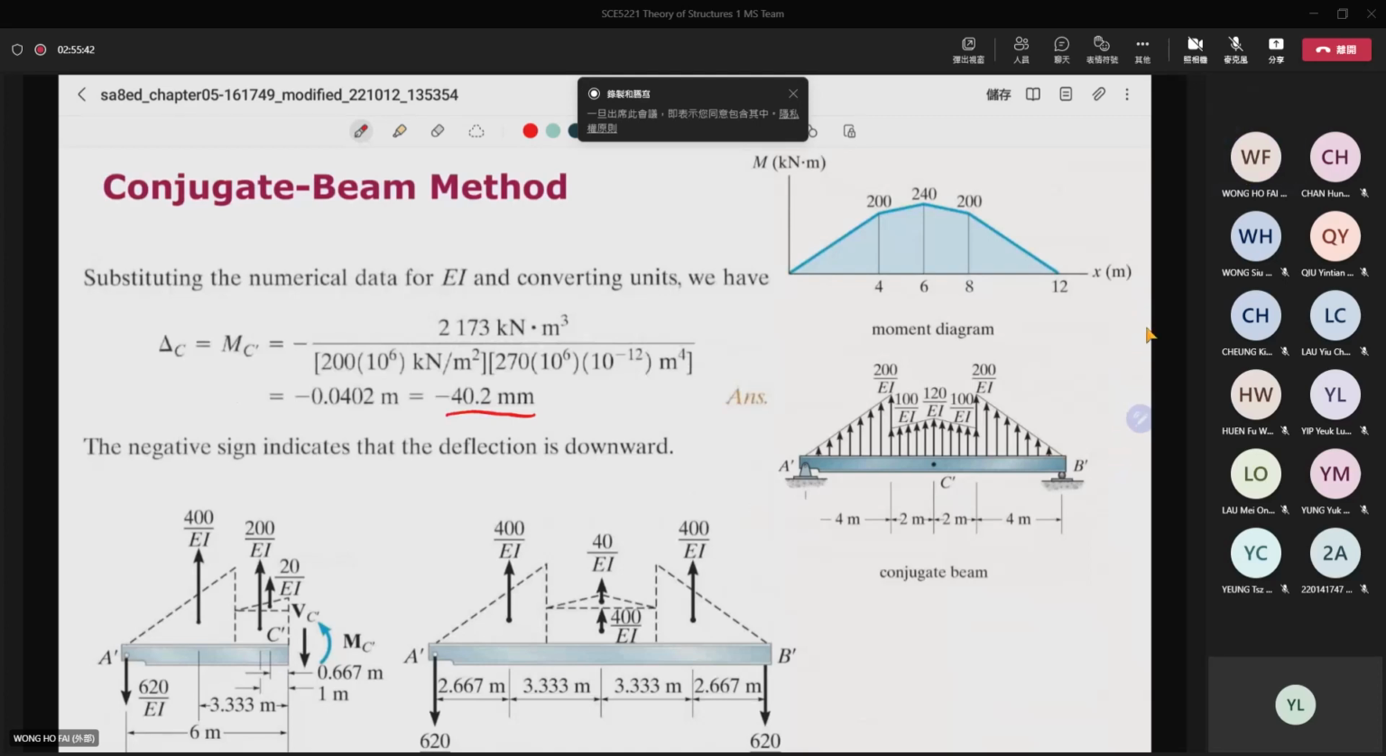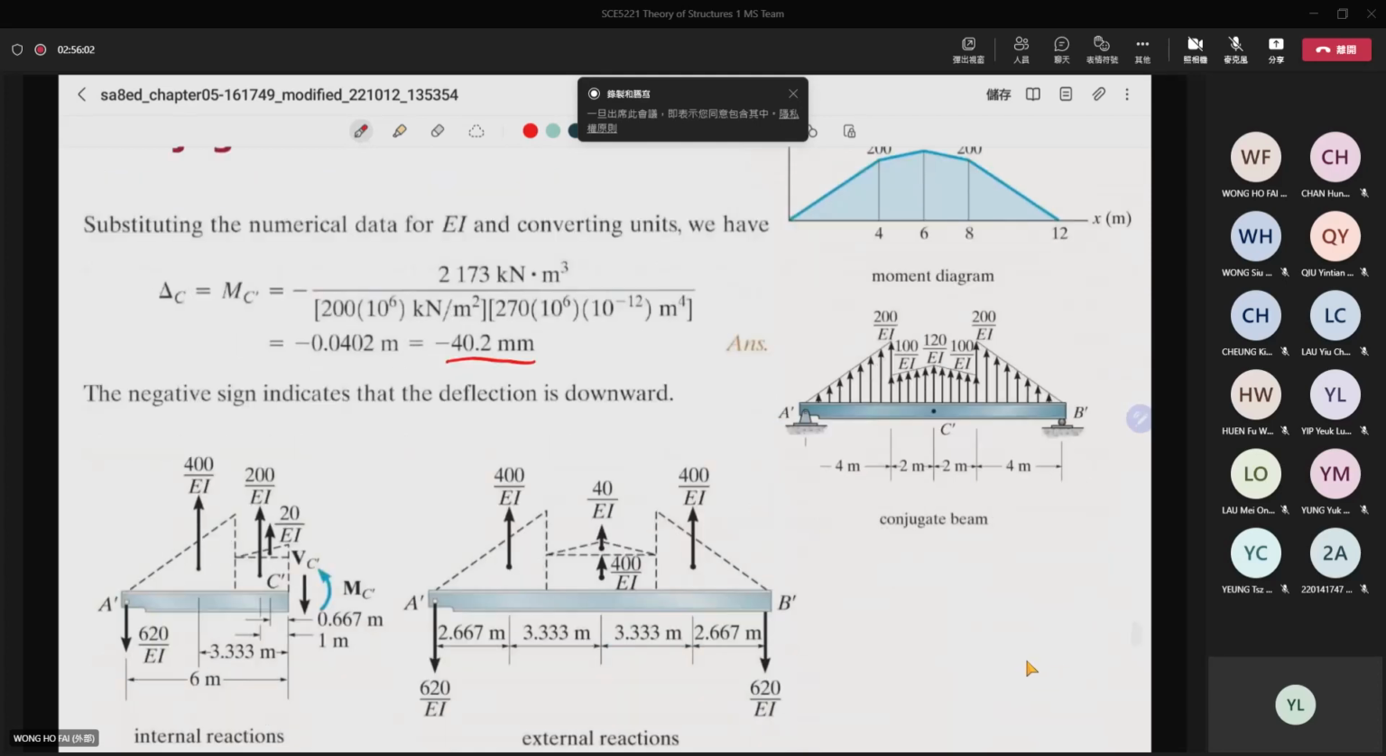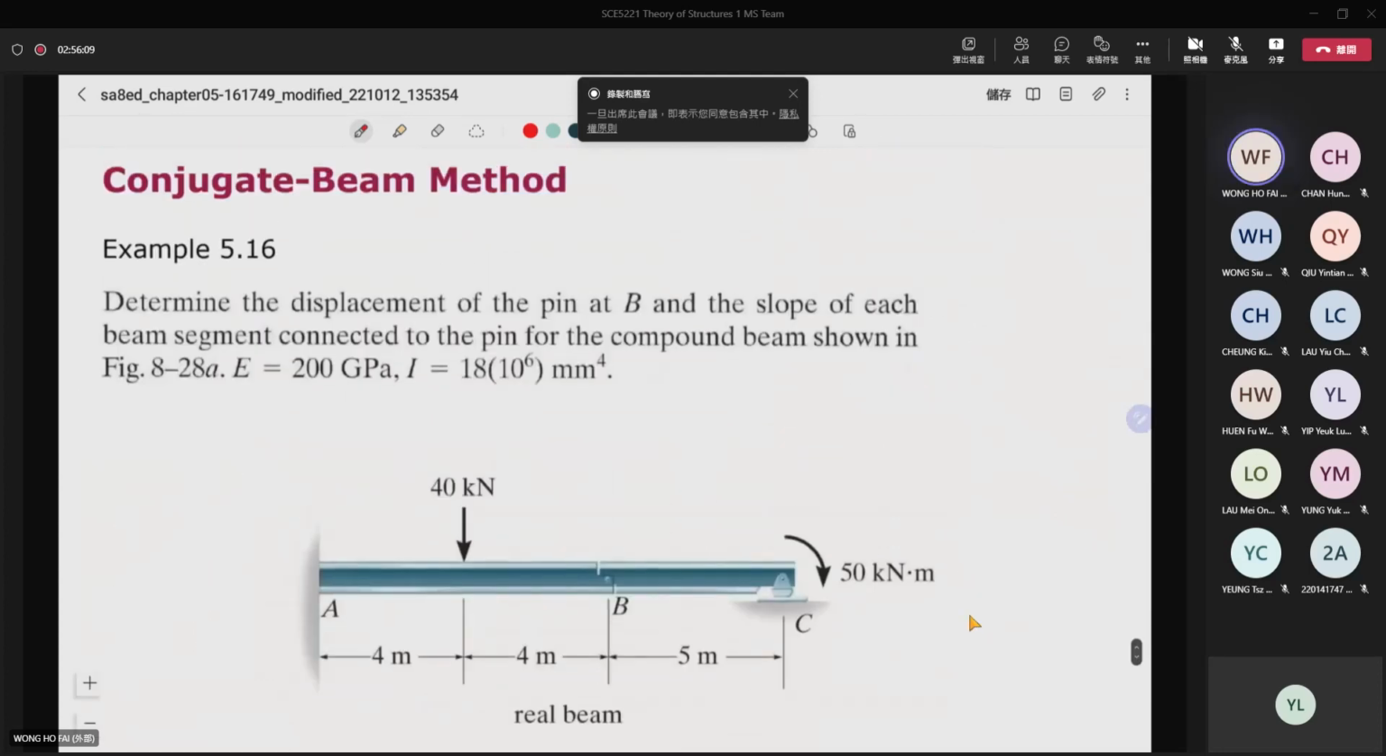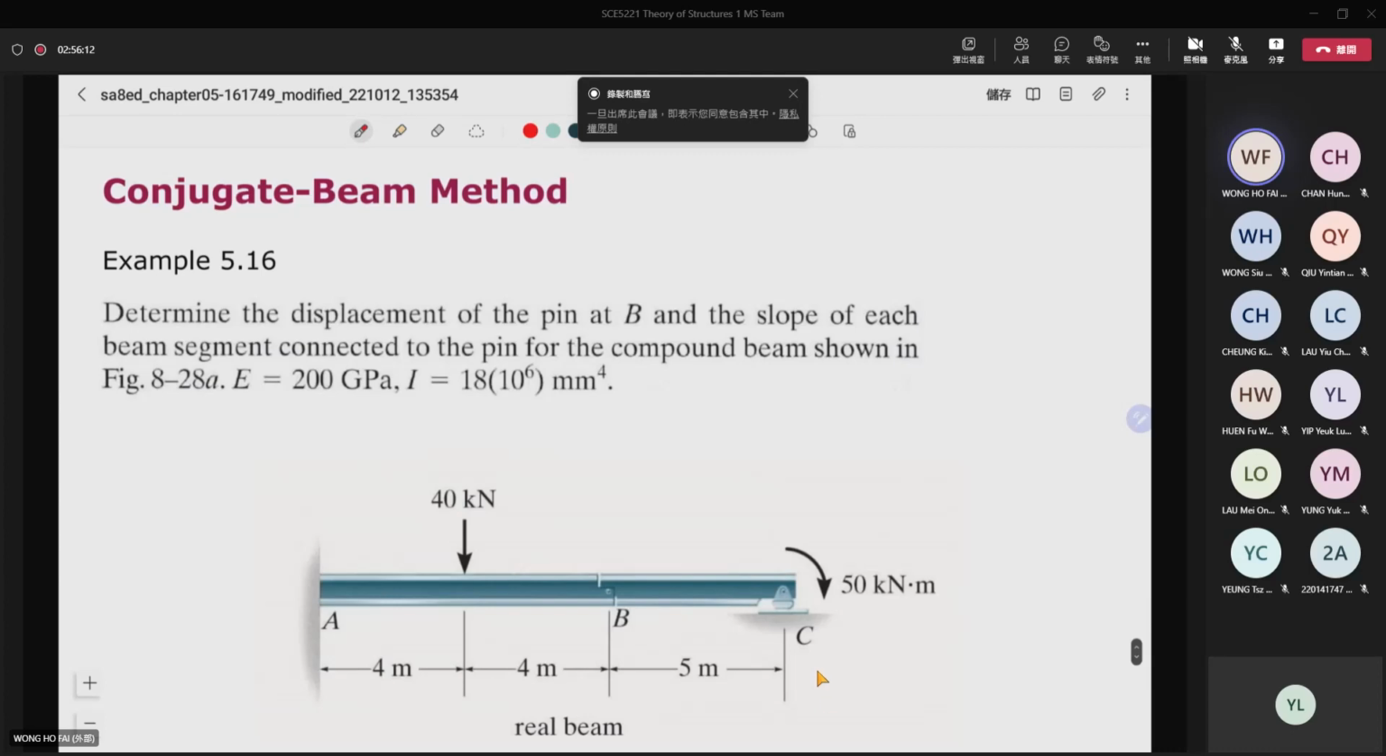Okay. So here again, you just find the moment at the center. Then you can find the deflection at the center. Okay. You know what I mean? So this one actually, you can see that it's quite straightforward. Once you understand the idea, it is simple. From the moment you find the deflection, from the shear you find the slope. Okay.